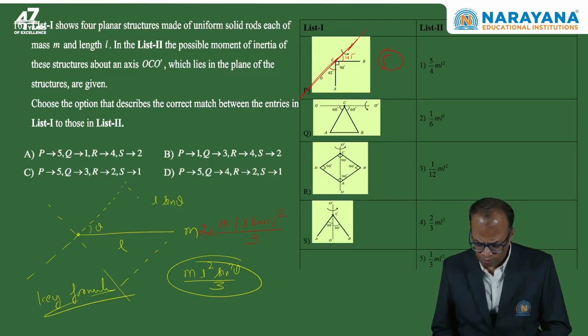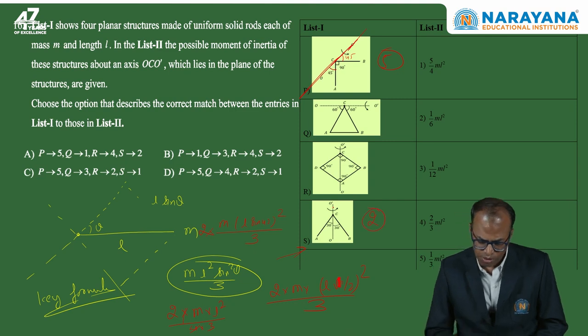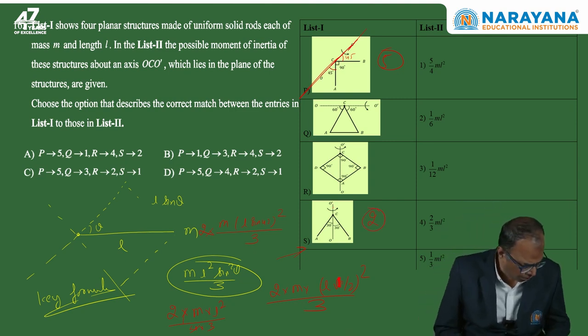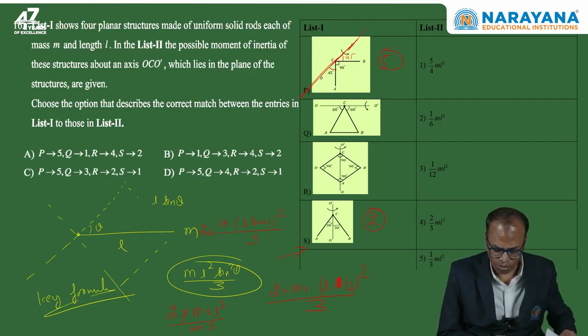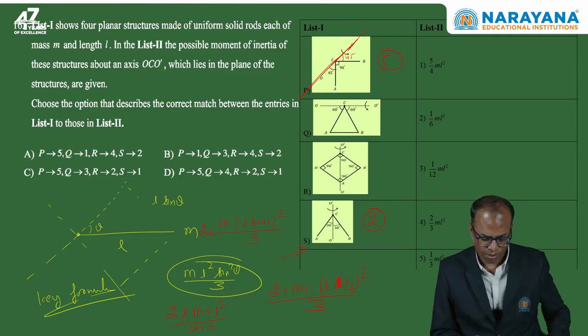Okay, let's solve for some other easy part. For option S, it must be twice of m into (L sin 30)² by 3. So that makes it 2 into m into L² by 4 into 3, so mL² by 6. So this matches with 2. Does that help? P5, S2. Looking at the options, P5 and S2 is there in option A and option B.